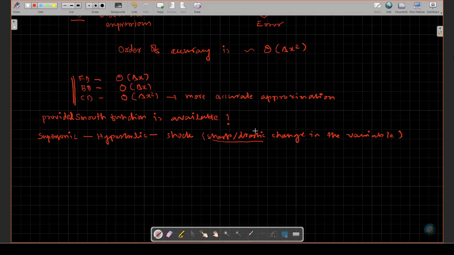So in those cases, these accuracy relationships may not be true. You have to be careful about that. When you are dealing with hyperbolic cases, you have to be very careful whether central difference having a higher order of accuracy always leads to a better approximation or not. It also depends on the type of problem you are solving. So remember this thing.